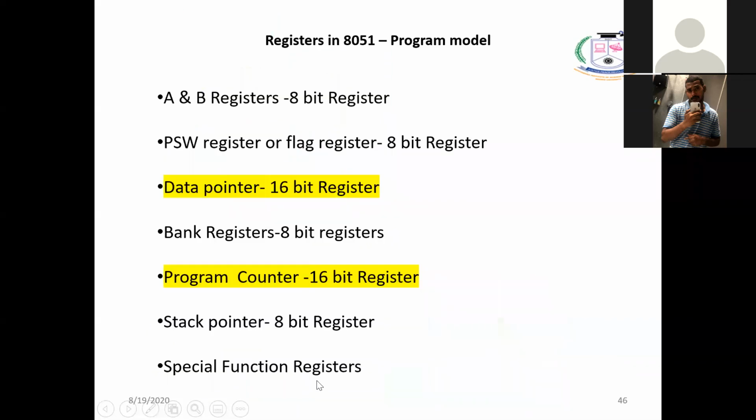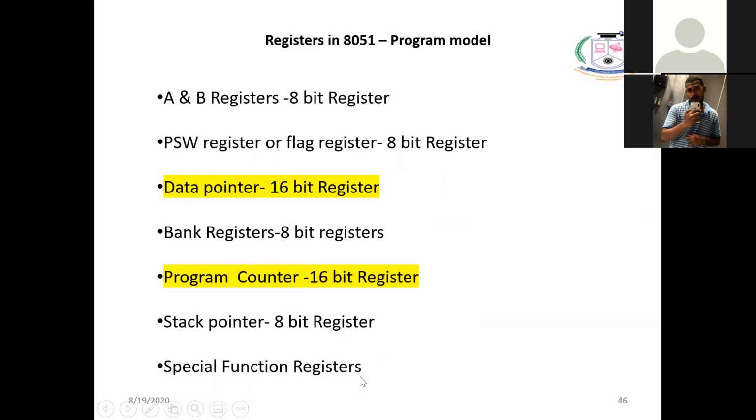Okay, and this is the registers in 8051. I think in tomorrow's class we will discuss in detail. Till this, you have to explain about the microcontroller architecture. Today we learned the important things: accumulator, B register, program status word, data pointer, bank register, program counter register, stack pointer, special function register.